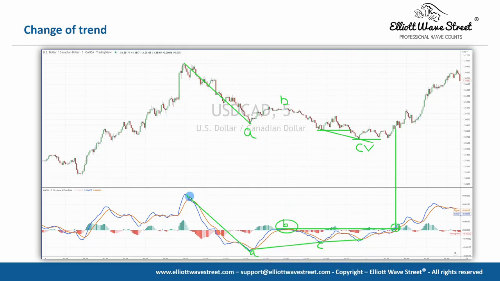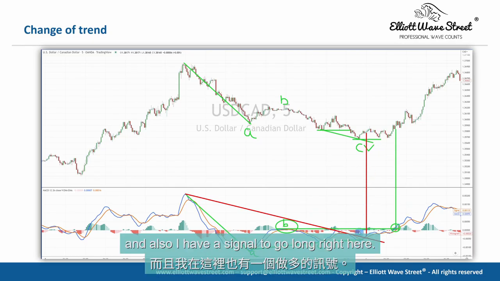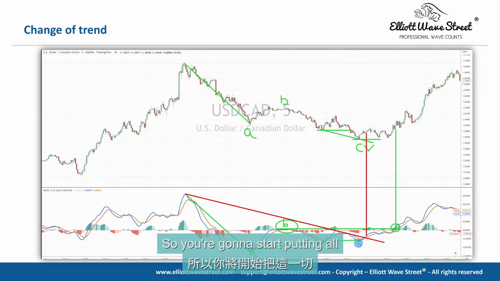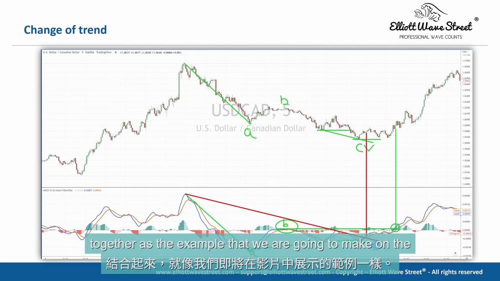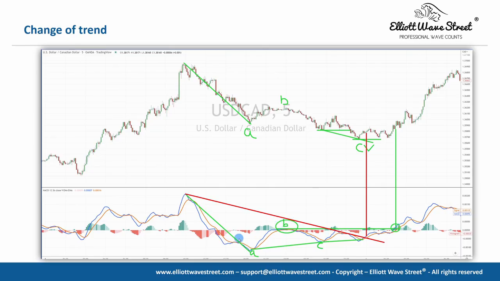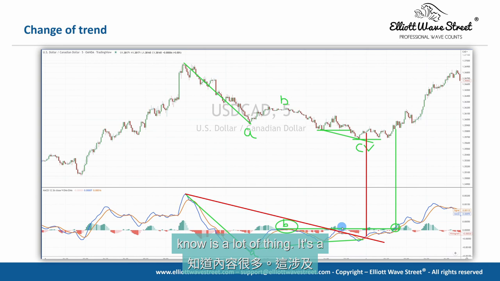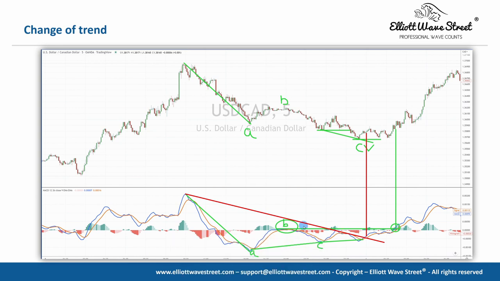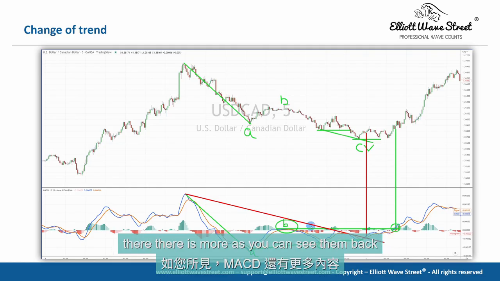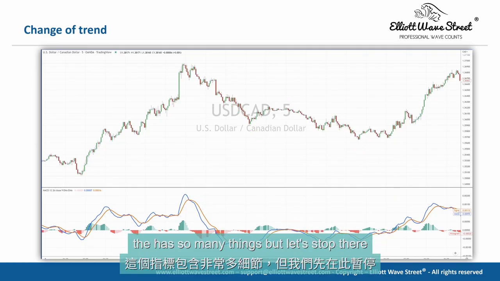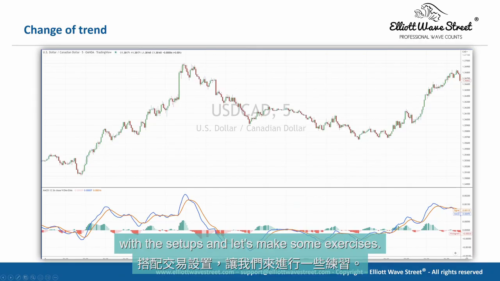Also, I can draw the trend line, and also I have a signal to go long right here. So you're going to start putting it all together as in the example that we are going to make on the S&P in a second. So this is the next setup. I know it's a lot of things. That's why I'm going to do a third part next month on the MACD, because there is more. As you can see, the MACD has so many things. But let's stop there with the setups, and let's make some exercises.